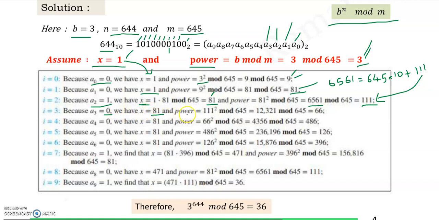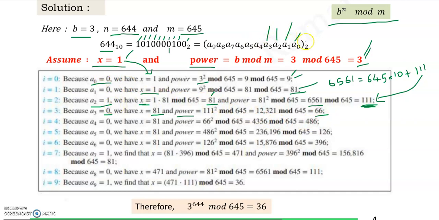But you have to calculate the power every time. So power is, as usual, power multiplied by power, means power square. The previous power is 111. So here 111 square modulo 645. You have to calculate this value, this is 12321, apply the modulo like this, then you will get the remainder 66. I hope you understand the loop, means the for loop.